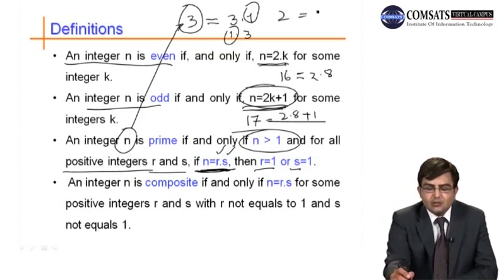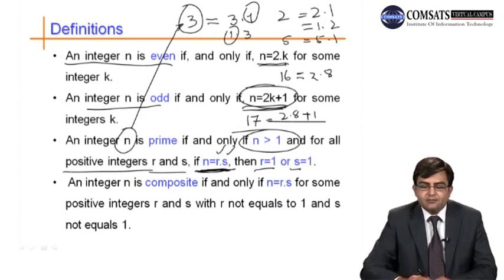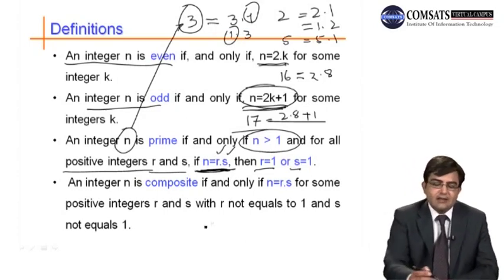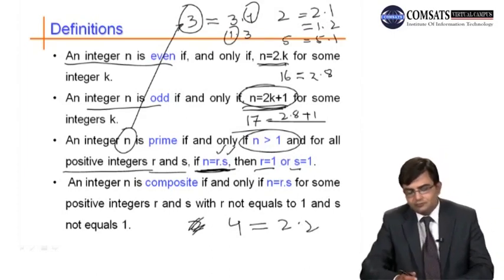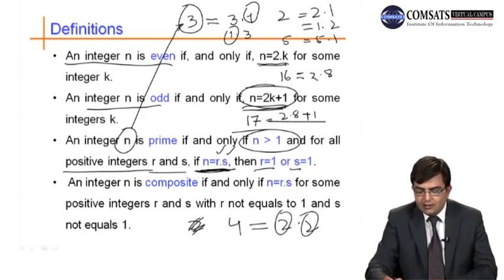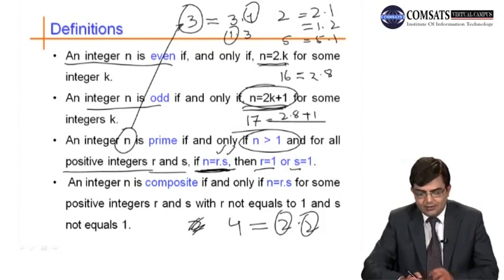For example, 2 is also a prime number. We can write it as 2 into 1 only, or 1 into 2, and 5 is 5 into 1 or 1 into 5. These numbers can be written only in this form. So such numbers are called prime numbers. Another example, if we take 4, 4 can be written as 2 into 2. Here none of the numbers is 1, so this is not a prime number.